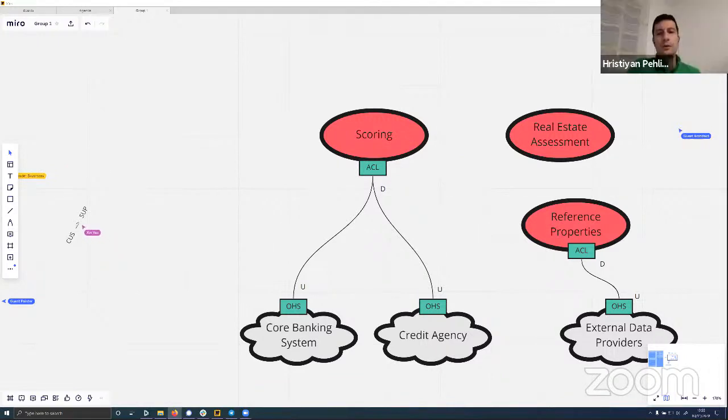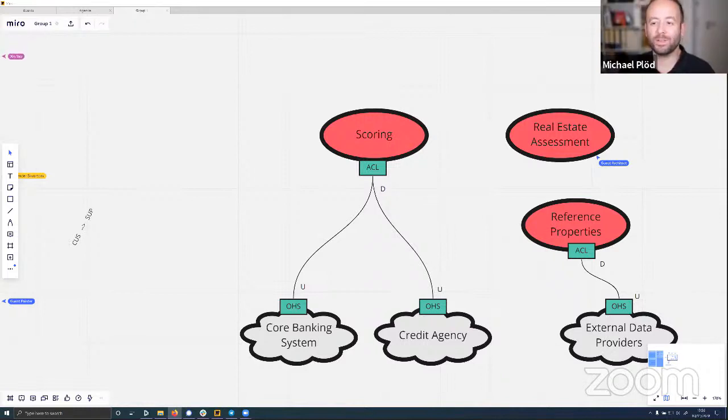Would you say that anti-corruption layer is more or less a go-to pattern when you deal with external systems, which you more or less can't influence? That's a great question. Let's discuss it in the round. I'll stop the breakout sessions, and that's a good discussion we should have in the big round.